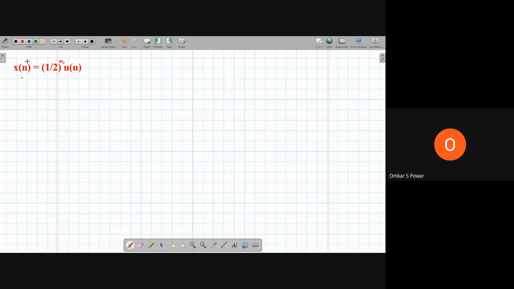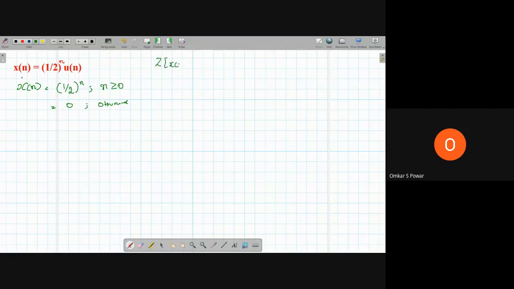Now what is the question here? X of n is equal to half power of n u of n. So how can we solve this one? First we will write the mathematical expression, and then we can solve it. X of n is equal to half power of n for n greater than or equal to 0, and is equal to 0 otherwise. You write this at the side so that while substituting it will be a reference for you. So now let us begin the problem.